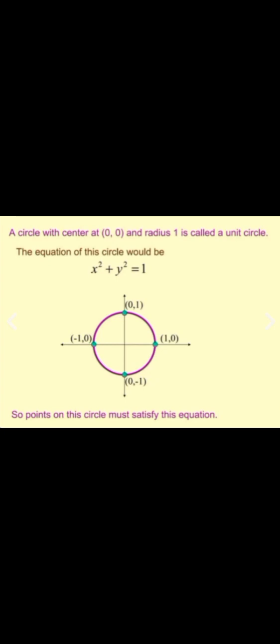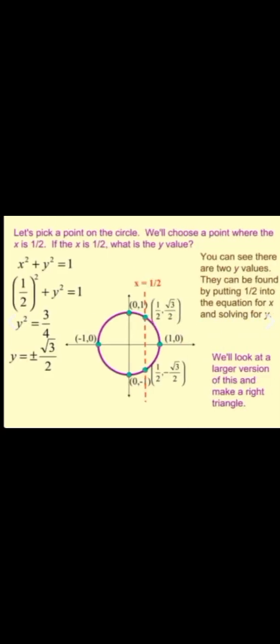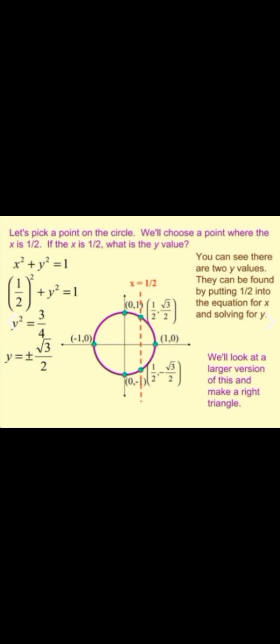A circle with center at (0, 0) and radius 1 is called a unit circle. The equation of the circle would be x squared plus y squared is equal to 1. So points on the circle must satisfy this equation. So we have quadrant 1, quadrant 2, quadrant 3, and quadrant 4. Let's pick a point on the circle.